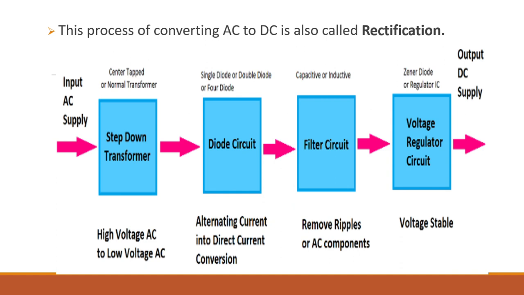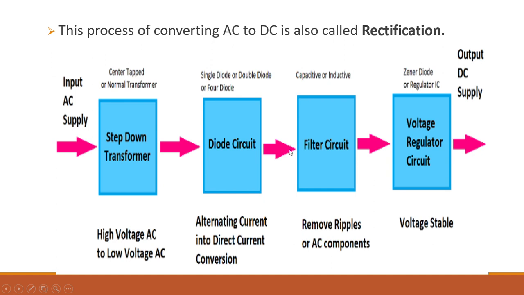In this, we will be using a step down transformer so that my high voltage AC can be converted to low voltage AC. Then this reduced voltage AC signal is processed further by the rectifying circuit, and this rectifying circuit consists of diodes, and in this circuit my alternating AC current will convert to a pulsating DC output.